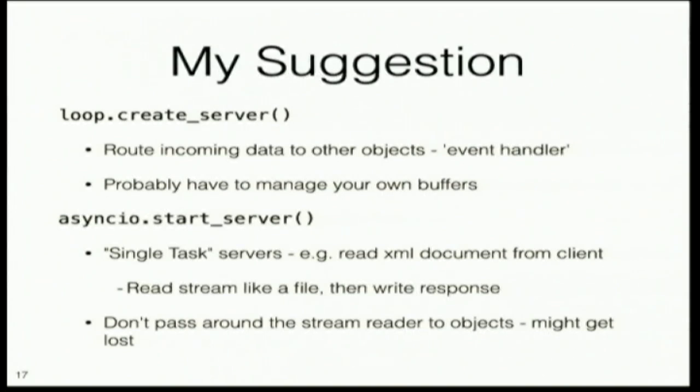Start server, if you have a single task. So if you're reading in an XML file and replying back with a JSON object or storing it in a database or something, you just want to get a file, read the XML document from it, and then do something with it. So I would recommend using start server for something like this. I also recommend not passing around the StreamReader objects because they could get lost and something could be yielding from them when you don't expect it. So you could still get deadlocks, but you want to organize your code not to.